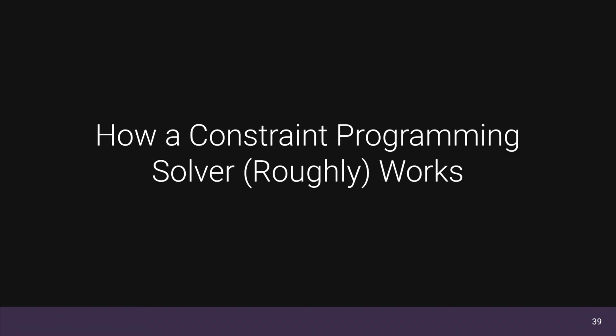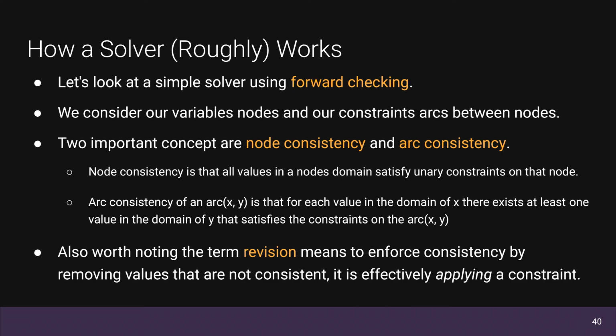Very roughly, this is just how a solver may work, and there are more advanced ways of approaching this. So we're going to use an approach called forward checking, which we'll look at in a second. And we're going to consider all of our variables as nodes and our constraints as arcs between nodes. So this is very similar to the crystal maze problem. The crystal maze problem is such a nice problem for this because it is effectively already in the correct form for constraint solving. And we're going to use 2 concepts here.